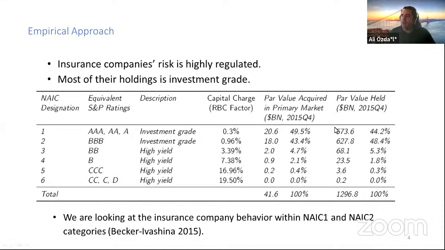And why is that? Because most of the action for the insurance companies happens in those categories. If you look at these numbers, 93% of their holdings are within these two categories. So there is very little action going on in the other categories. This is also consistent with the earlier literature such as Becker and Ivashina.